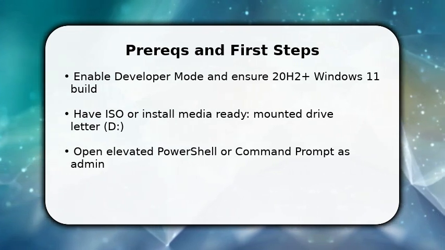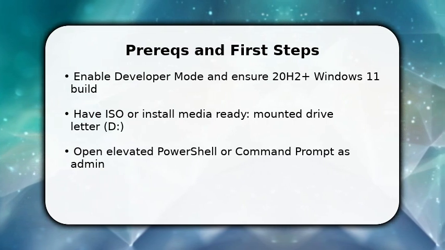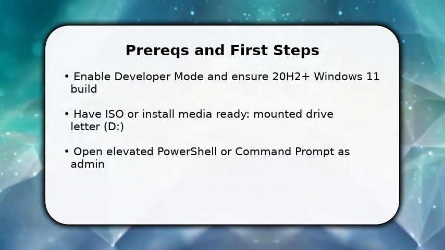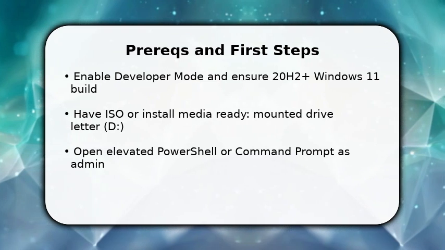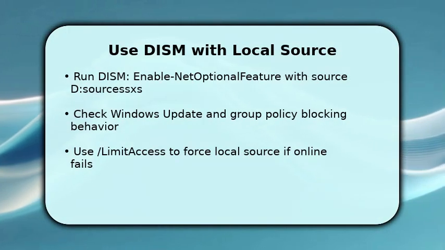Next, confirm your system build and back up any critical files. This avoids surprises. Now you're ready to run the first enable command using the mounted source. You'll execute DISM to install .NET Framework 3.5 from the mounted source.